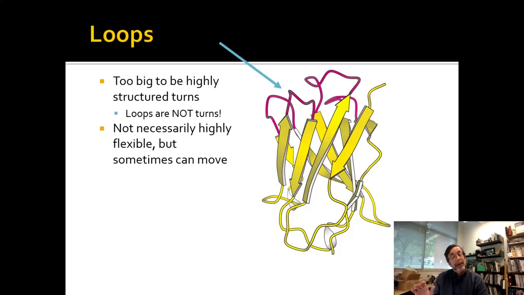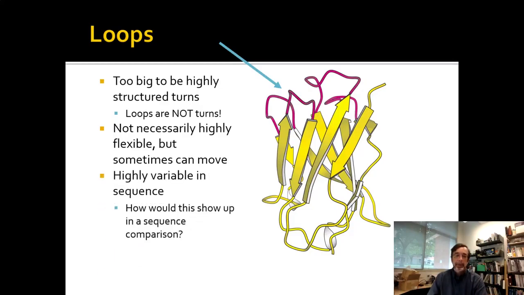And in some cases it might be. But it also could be a well-defined structure where those side chains are holding it in place and it's just not getting any hydrogen bonding from the backbone. You don't know until you do it. The one thing about loops is because they're at the ends of the protein and because they don't have to form particular structures, they are highly variable in both sequence and structure.